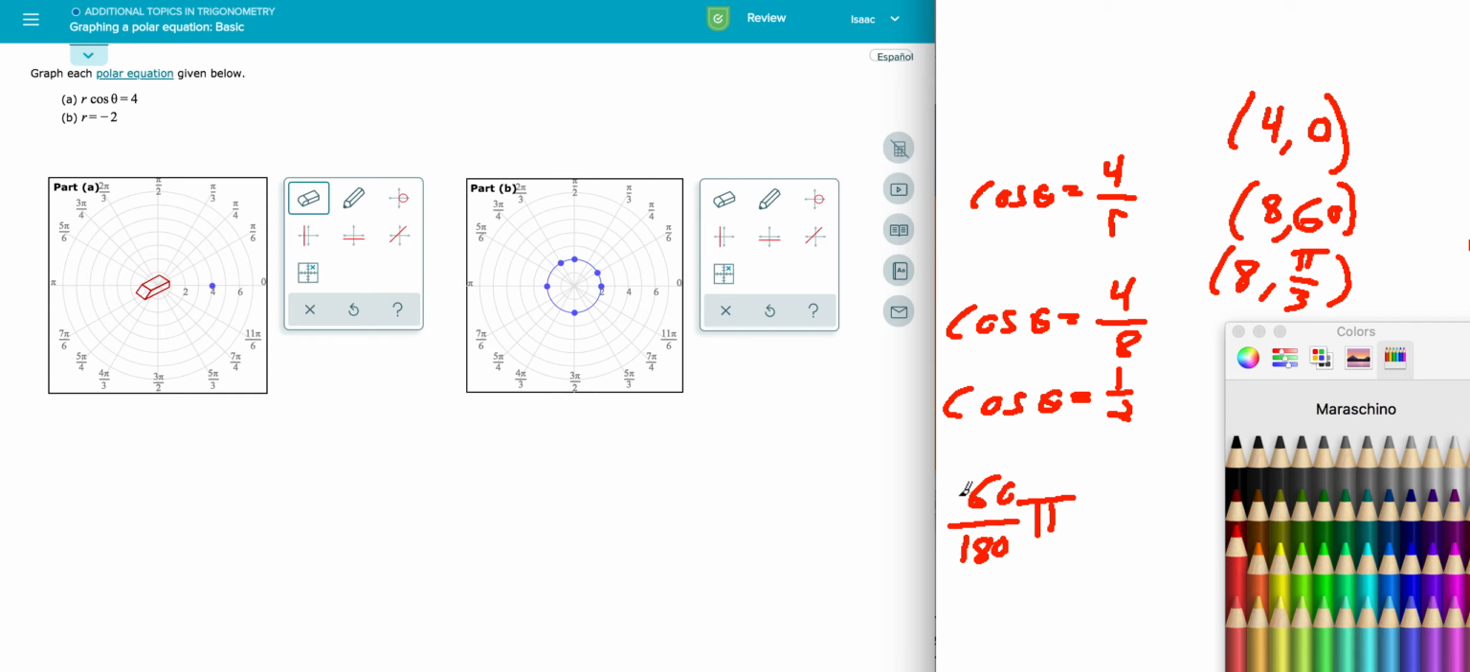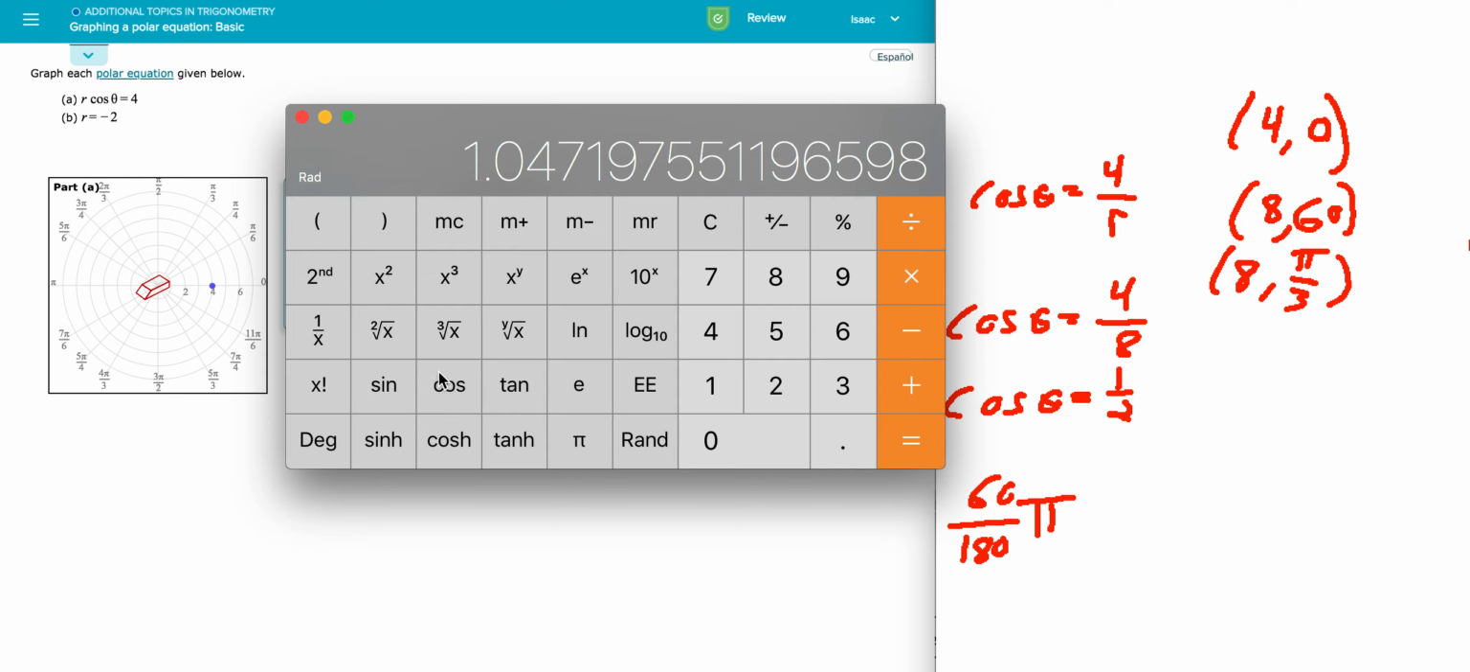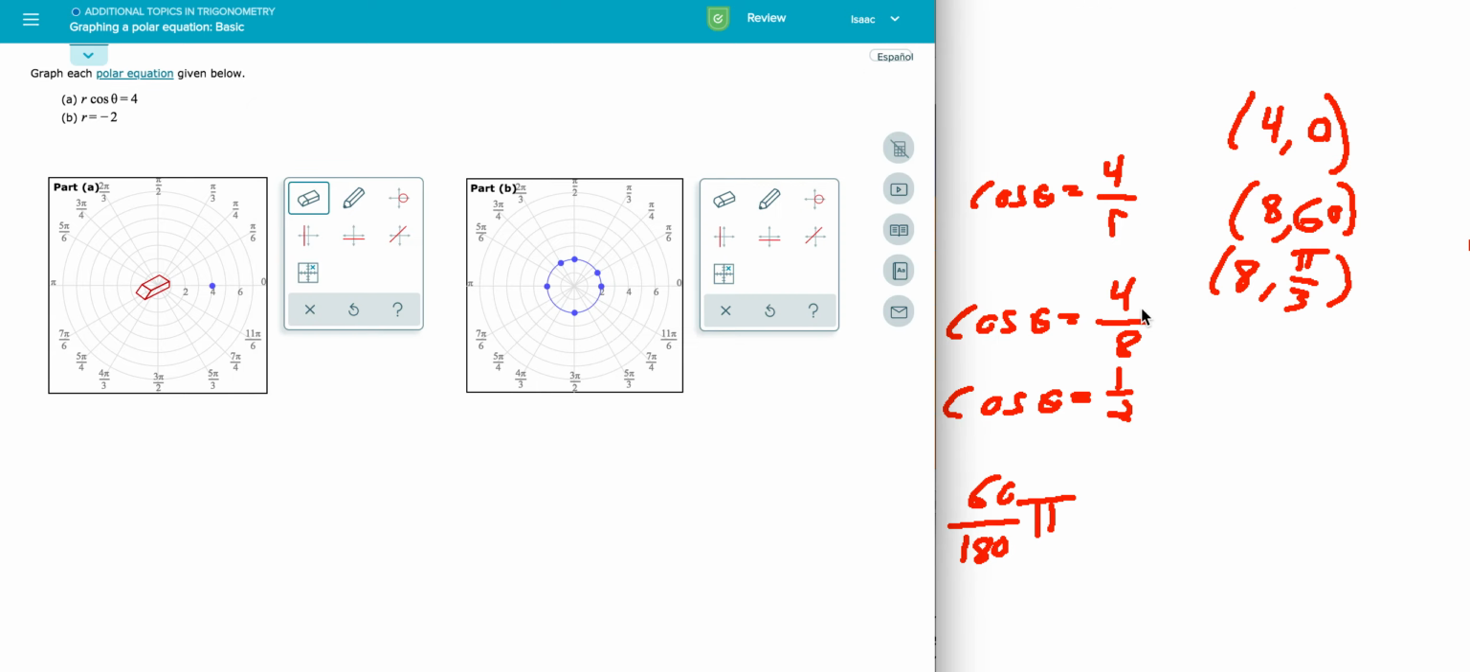Let me just double check that real quick. Pretty sure it's right. If I take pi divided by 3, and then I evaluate cosine, 0.5. Okay, got it. So now we have another point to graph.